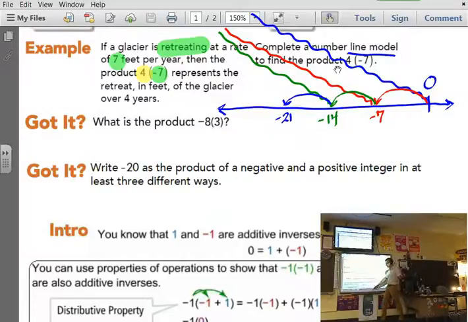Careful, you're on the 4th year already. And then my glacier would be there. And my final year, I lose 7 more, and I would end up at negative 28, as somebody already said. And my glacier is much smaller. It is very sad.